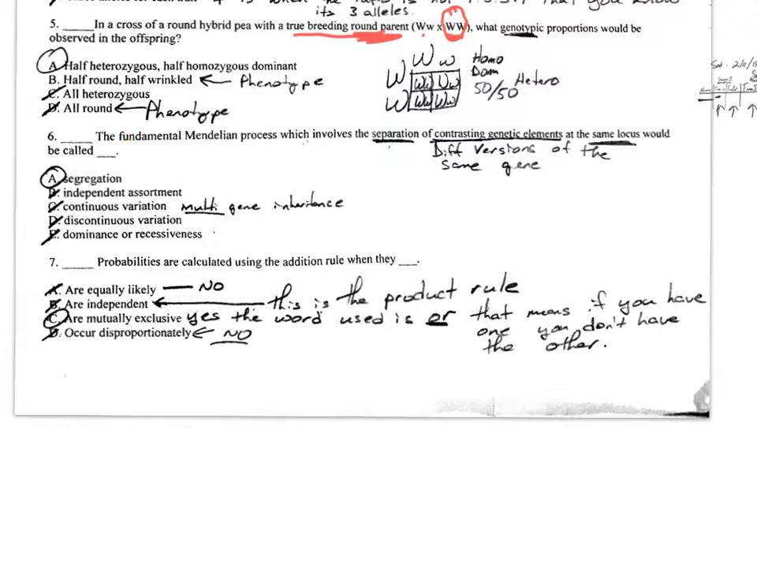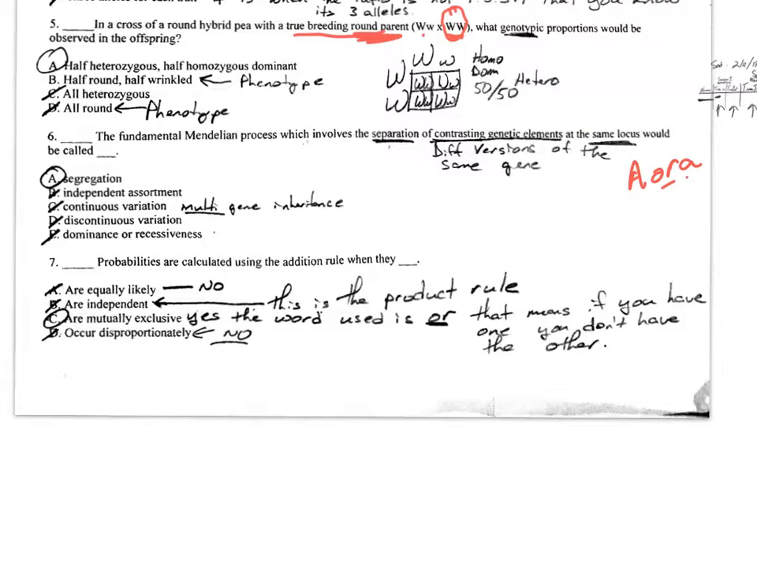6. The fundamental Mendelian process, which involves the separation of contrasting genetic elements at the same locus, would be called... Fancy language, right? But you know the answer. So the fundamental Mendelian process, which involves the separation of contrasting elements, different versions of the same gene, what would that be? Different versions of the contrasting genetic elements are what? Alleles. So we're talking about big A or little a, right? Isn't that what we're talking about?